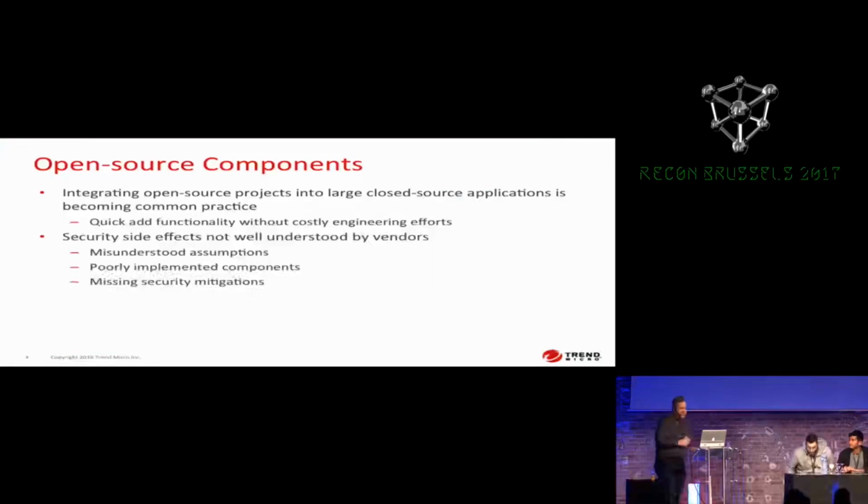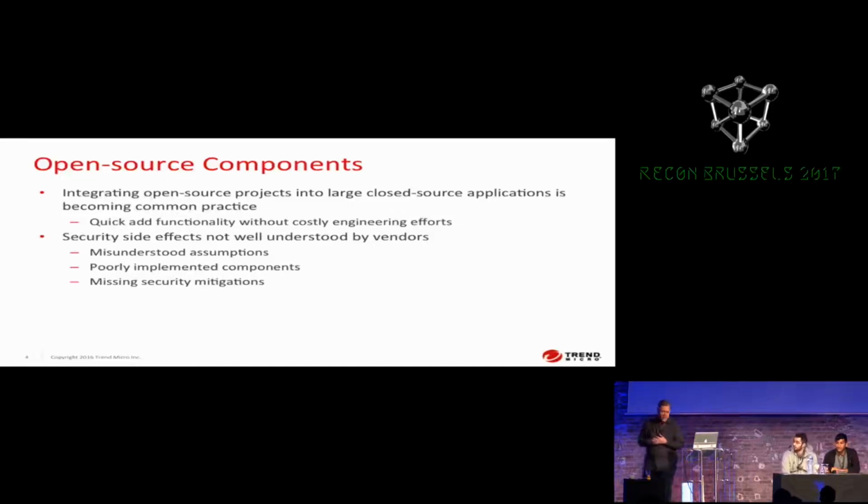So first, as we all know, it's very common now for applications to integrate open source projects into their closed source applications. It's a way for the vendors to quickly add features to the product without having to go through all of that really costly engineering effort. But one of the real problems that we're starting to see inside of the Zero Day Initiative program is the vendors don't actually understand the security side effects that exist by integrating these products. There's a lot of misunderstood assumptions about how the code works, and as a result, this can interject security weaknesses into the applications that they're shipping to their end users.